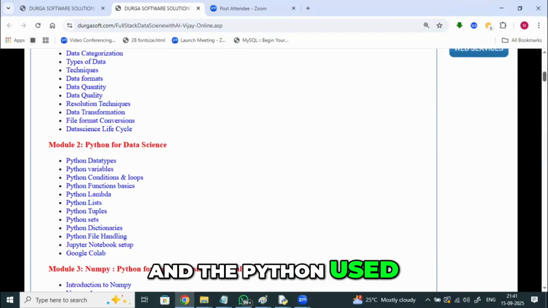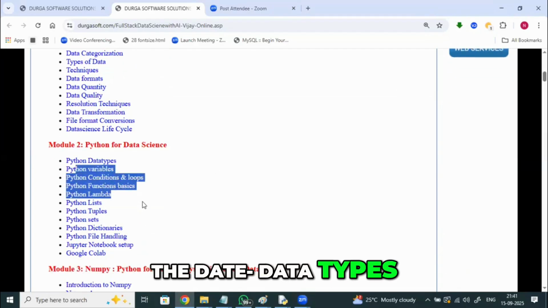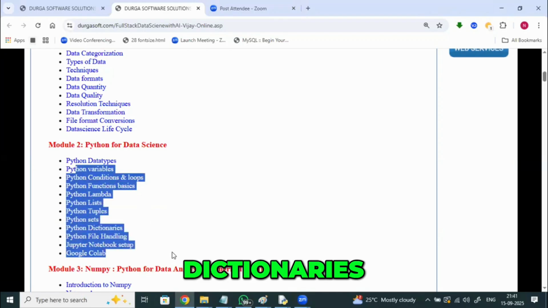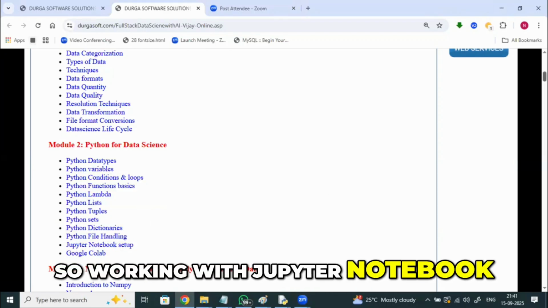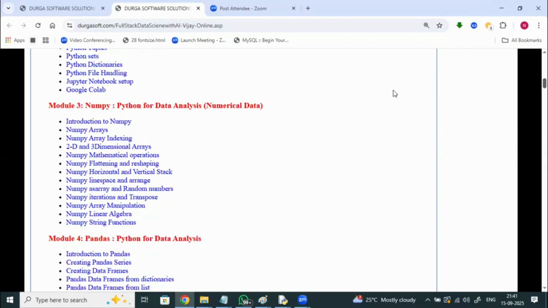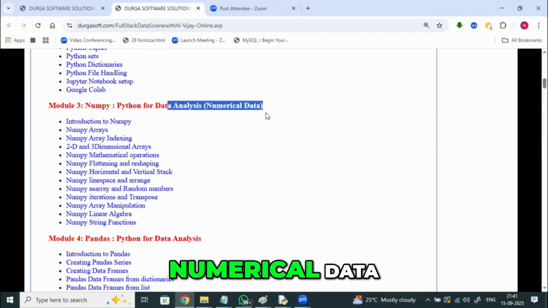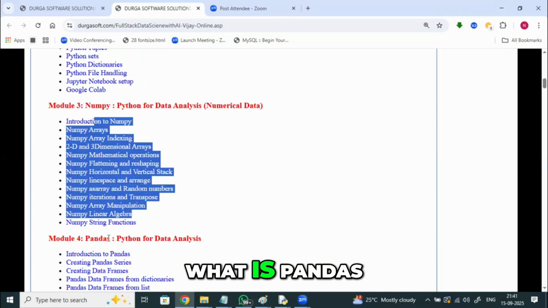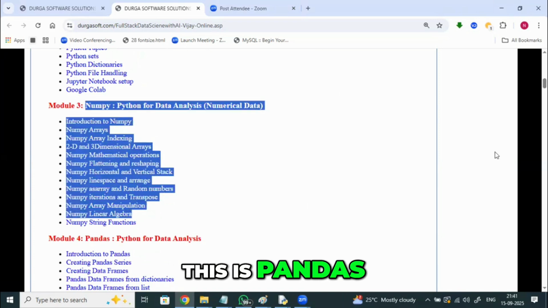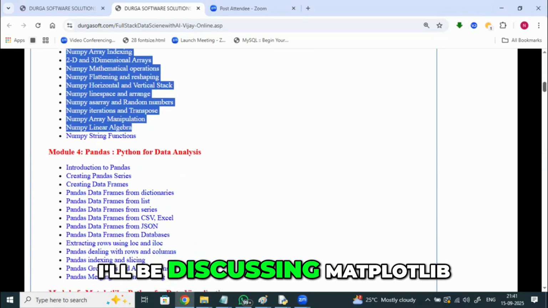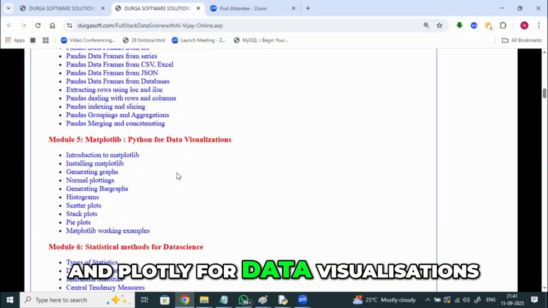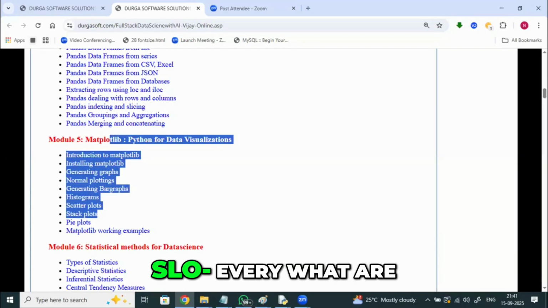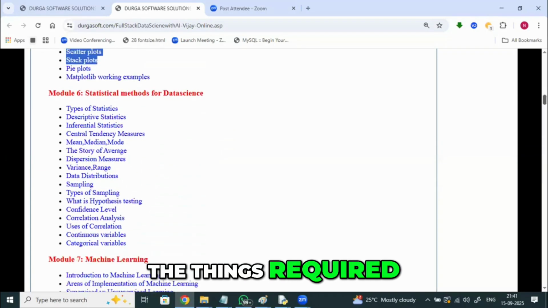And the Python used for data science: data types, variables, functions, tuples, sets, dictionaries, right? Working with Jupyter Notebook, Google Colab, Python for data analysis, numerical data, right? Python for data analysis: this is NumPy, this is pandas. And I'll also be discussing matplotlib and plotly for data visualizations. And what are the things required?